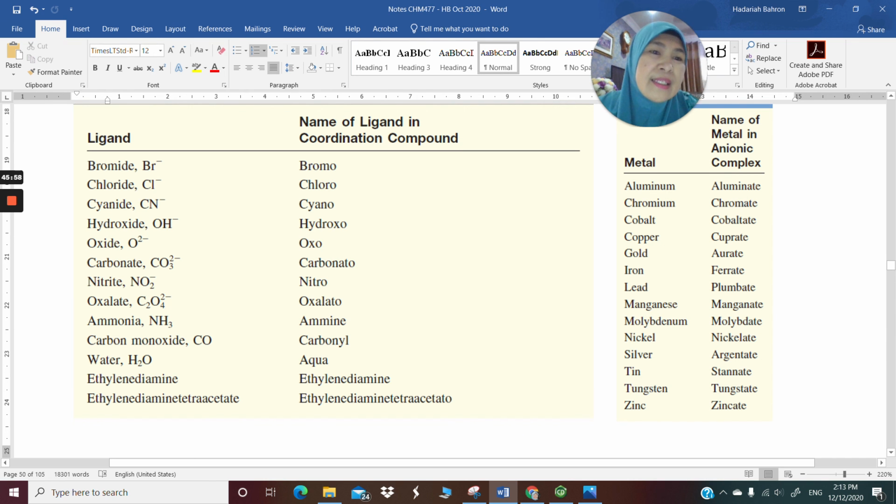It's ferrate. Lead is plumbate. Manganese is manganate. Molybdenum, molybdate. Nickel, nickelate. Silver, argentate. Tin, stannate. Tungsten, tungstate. Zinc becomes zincate if they are in a negatively charged complex ion. So I hope that is clear.